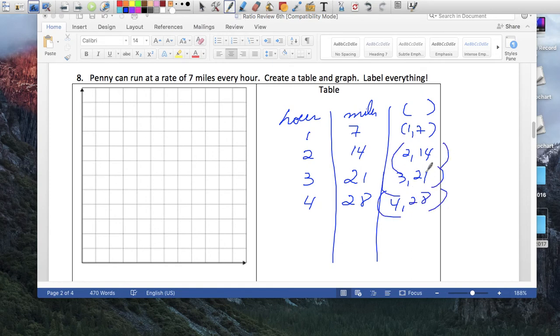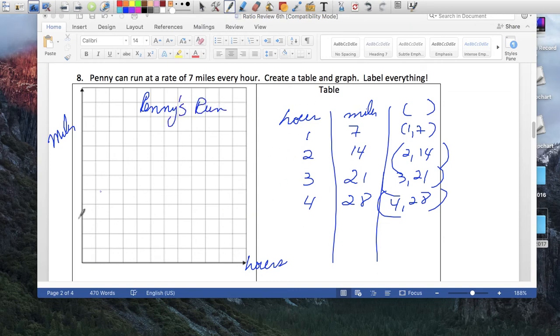Okay, so again, I want you to make sure that you know how to create a table. Get the ordered pairs from that, and then plot these numbers over here. So let's label. Before we start, this will give me my hours. It's going to be my miles over top. Miles. Let's give it a title. So Penny's run. Let's just call it Penny's run.